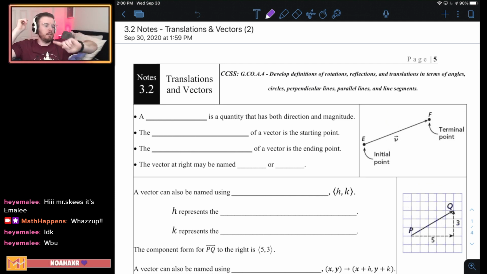Right about here is where we'll start the geometry notes. Welcome. It's September 30th, promptly at 2:00 p.m. We're doing the 3.2 notes. Let's jump right into it.